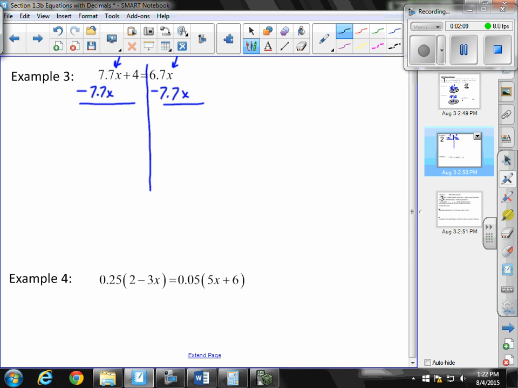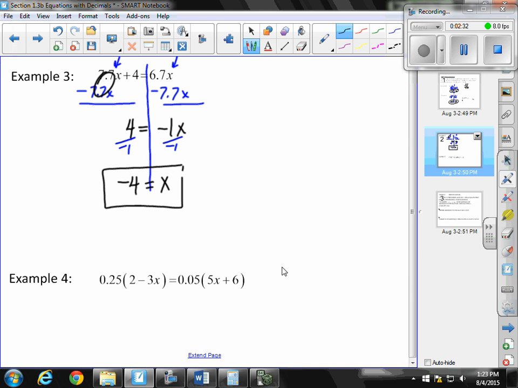7.7x minus 7.7x is 0. I have 4 equals. And again, if you're not good at that decimal arithmetic, pull your calculator out. This is negative 1x. And to get the x by itself, I need to divide both sides by negative 1. So negative 4 equals x is my final answer.